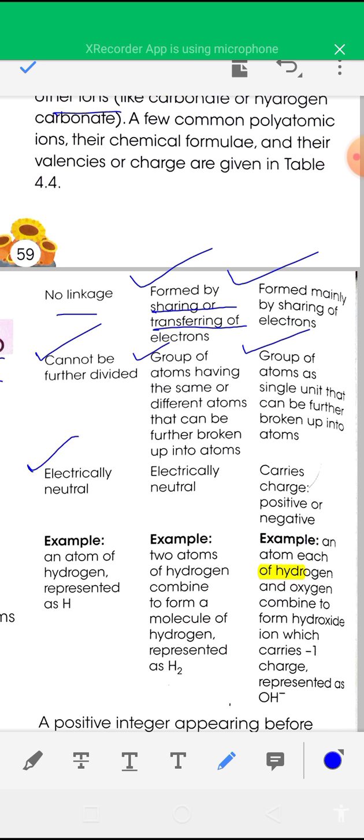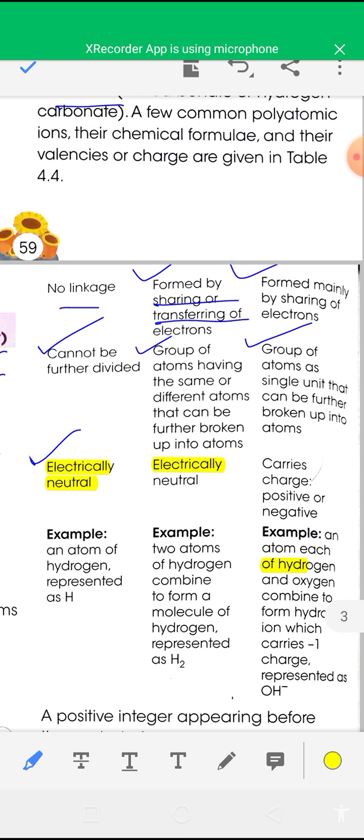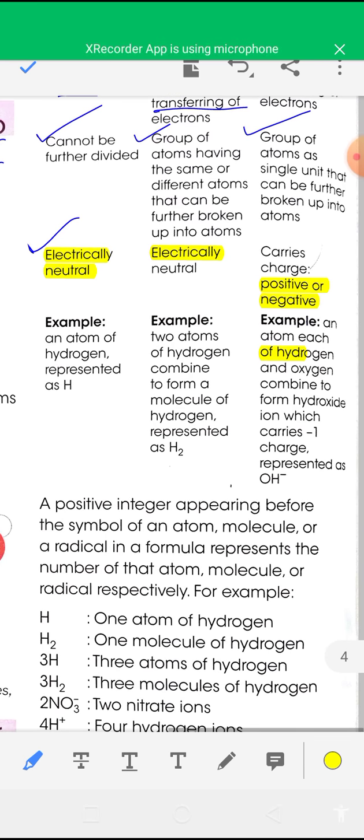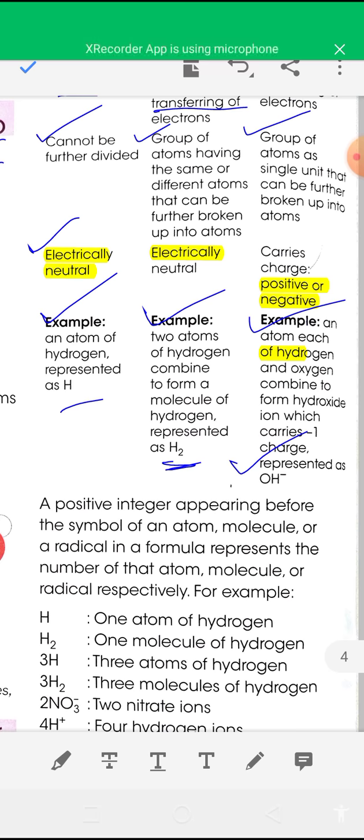And atoms are electrically neutral. Remember this, atoms are electrically neutral. Molecules are also electrically neutral, but radicals carry charge, positive or negative charge. So some examples are given. A hydrogen atom is represented by H. A hydrogen molecule can be represented by H2 because two hydrogen atoms combine together to form a hydrogen molecule. Example of a radical: atoms of hydrogen and oxygen combine to form hydroxide ion, which carries -1 charge, and the hydroxide ion is OH-, so it is a radical.